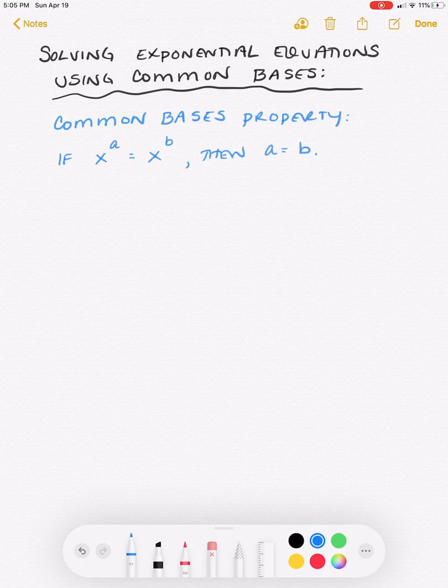So the trick of it is learning, all right, how do we get them to have common bases? Because typically the problems will not. For example, let's say we have 2 to the x equals 8 to the 2x plus 1 power.